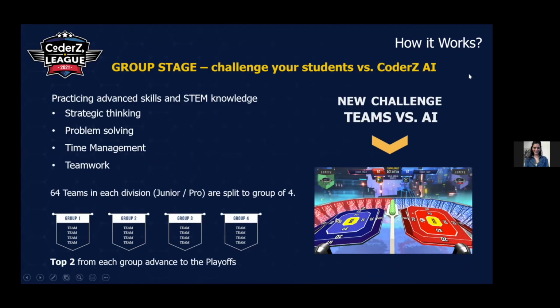Right after this stage, in the junior division and the pro division, we are moving to the group stage. The top 64 teams will be divided into groups of 4, and this is where we release a new challenge. This challenge is going to be available to all the teams, but only the top 64 will get a chance to compete against AI. They will practice strategic thinking, problem solving, time management, and most important, teamwork. And they will try to win against the CoderZ AI. The top 2 teams from each group advance to the playoff.